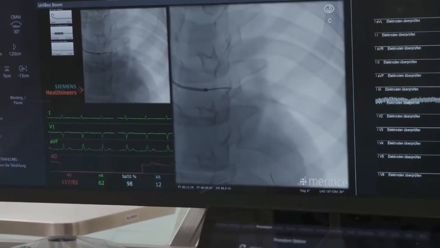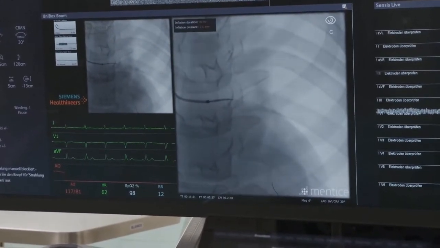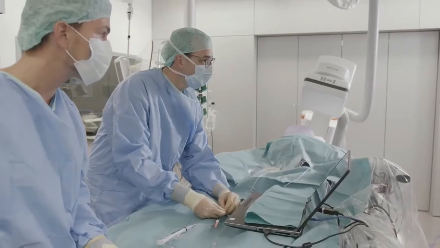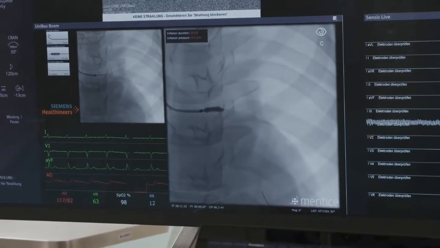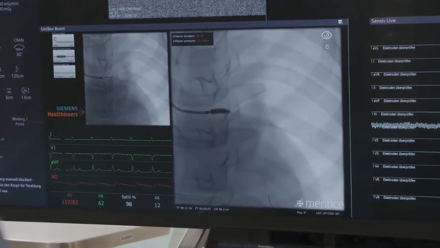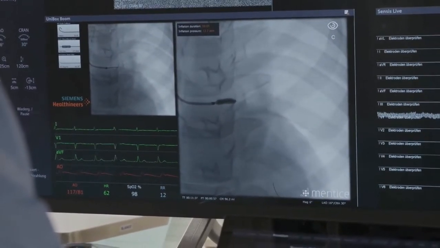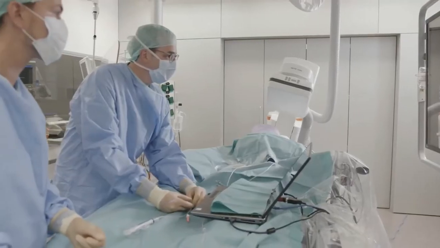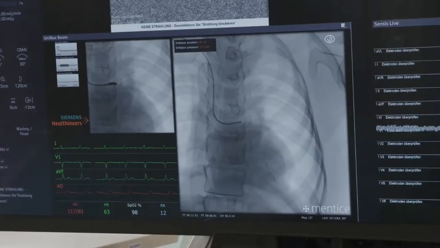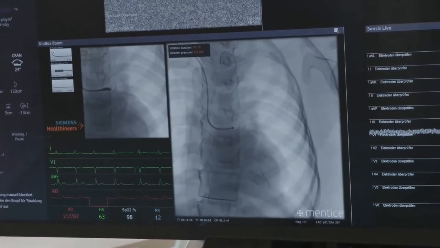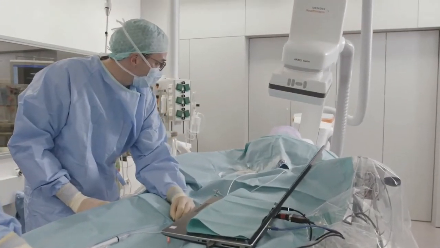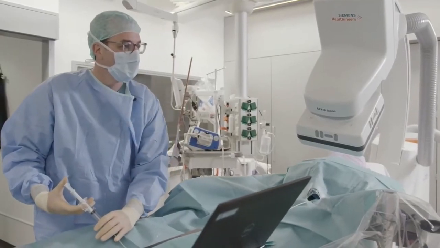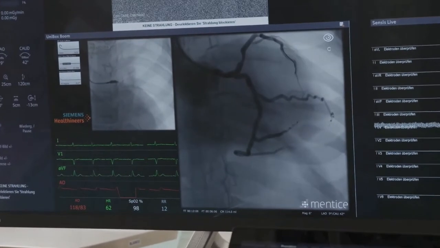So please inflate. There we come. Yeah. Okay. Go up to 10. 5, 6, 8, 9, 10, 12, 14. So hemodynamics keep stable, so we can remove and we'll do angiography again. But for that, we change again to the cranial position. Wow, this is not bad.